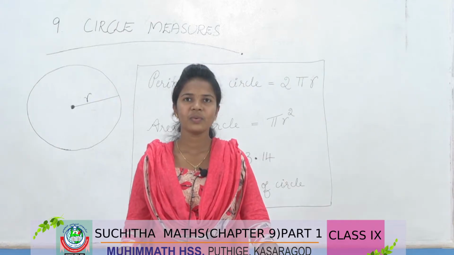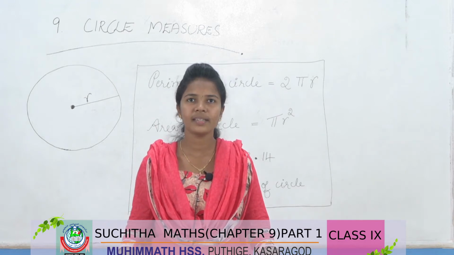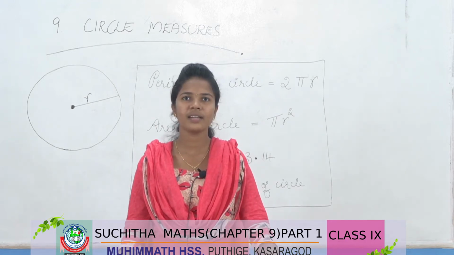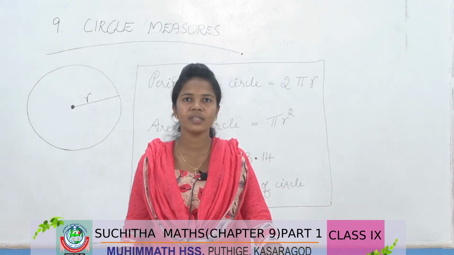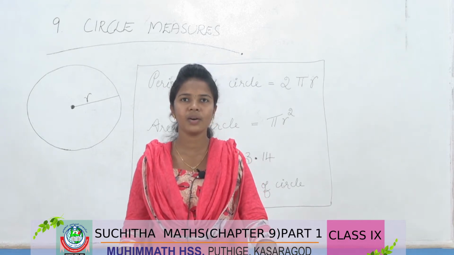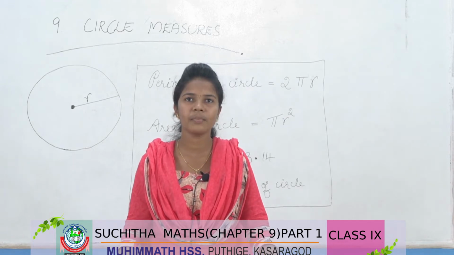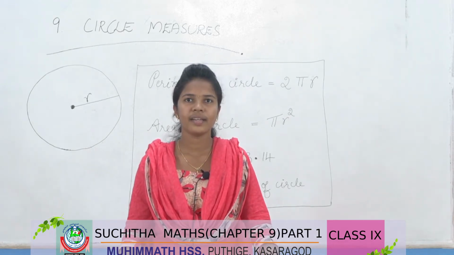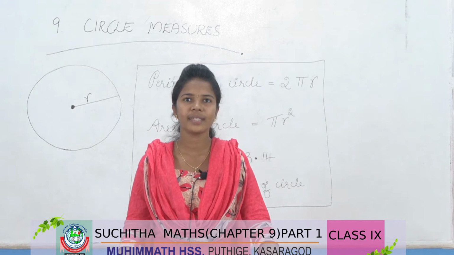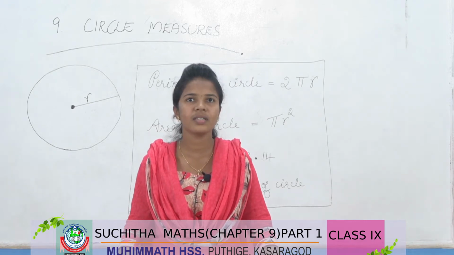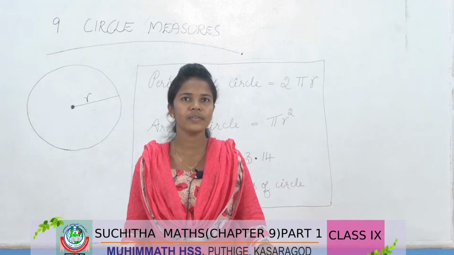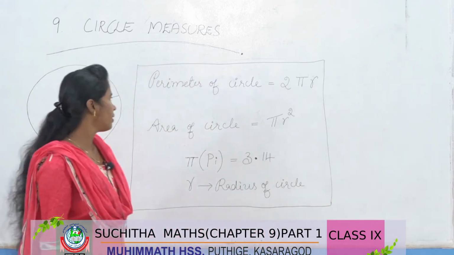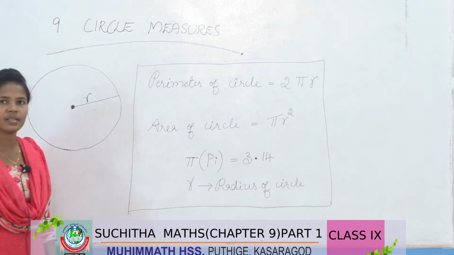Students, today we are going to learn a new chapter and the name of the chapter is circle measures. In 8th standard, we studied how to find the area and perimeter of different polygons, for example square, rectangle, parallelogram, triangle, etc. But we have not studied the area and perimeter of a circle, and today we are going to learn it.